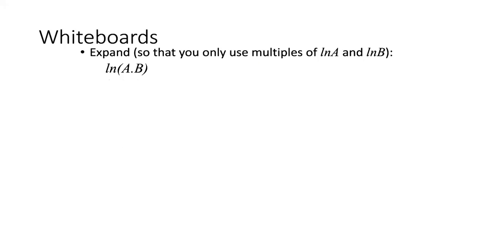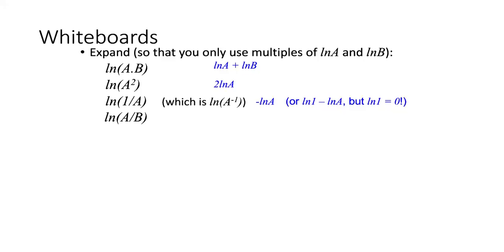Log of a times b is log of a plus log of b. Log of a squared is 2 log of a. Log of 1 over a is just minus log of a. Log of a over b is equal to the log of a minus the log of b. And log of a b to the power 4 is log of a plus 4 times the log of b. And this bottom one here, which again is quite important, the log of e to the power x just is x itself. Log and e are inverse functions of each other.